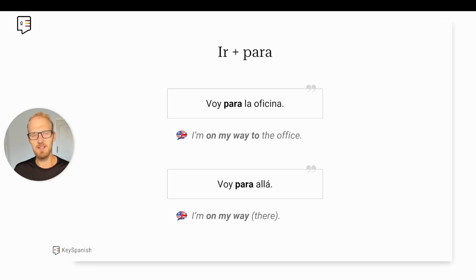And a very common sentence in Spanish I will hear a lot is voy para allá, voy para allá. It's just I'm on my way. Or you can translate more literally, I'm on my way there. This is one of the many uses of para.